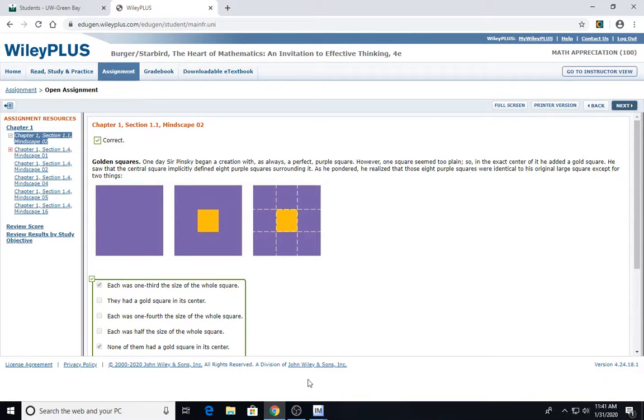things. So he starts with this purple square on the left, puts a gold square in the middle, and that gold square defines these 8 squares around it. So each of these little 8 squares is like this original square, except they're smaller. So they're 1/3 as wide. If you took a tape measure and laid it along these squares, they'd be 1/3 as wide as the whole square. And also, none of these little squares has a little gold square in the middle like he added to the original one. So those are the 2 things that you need to check off in that box.